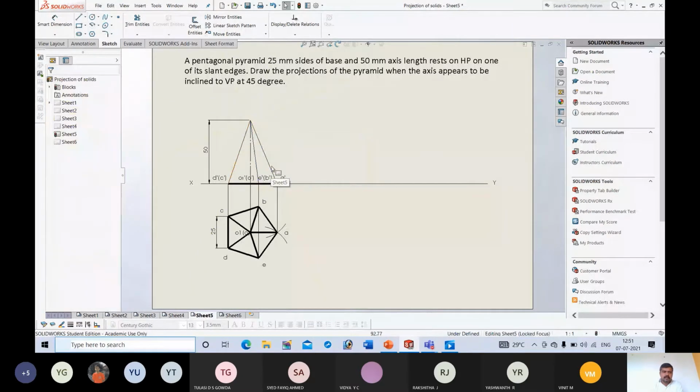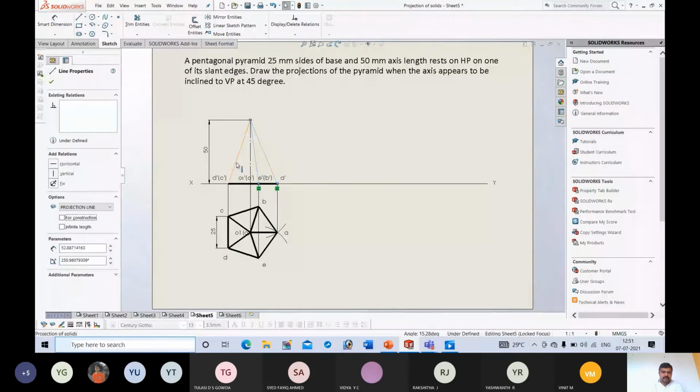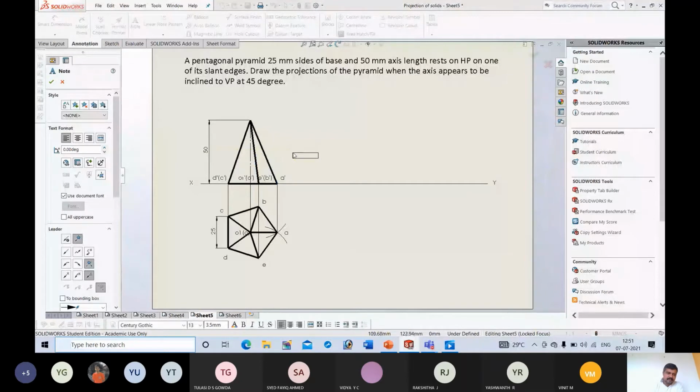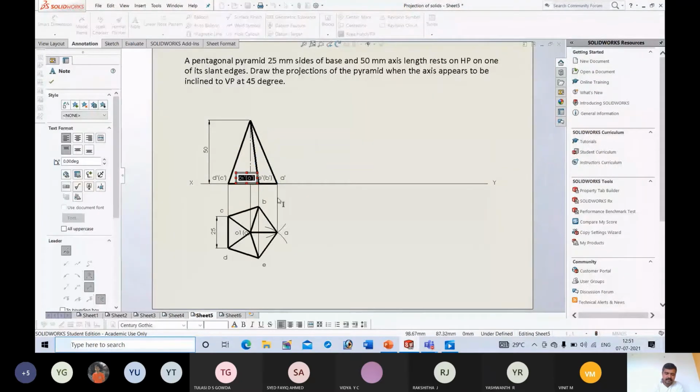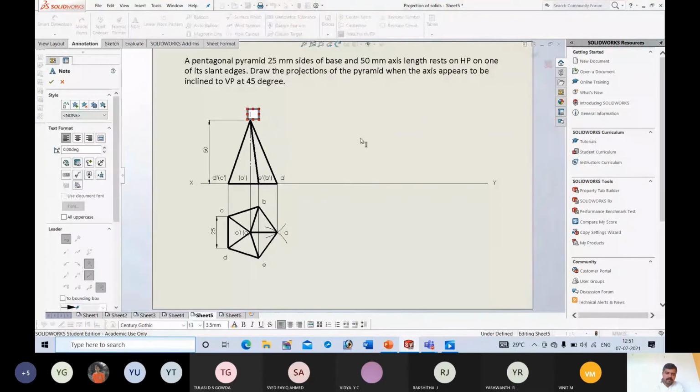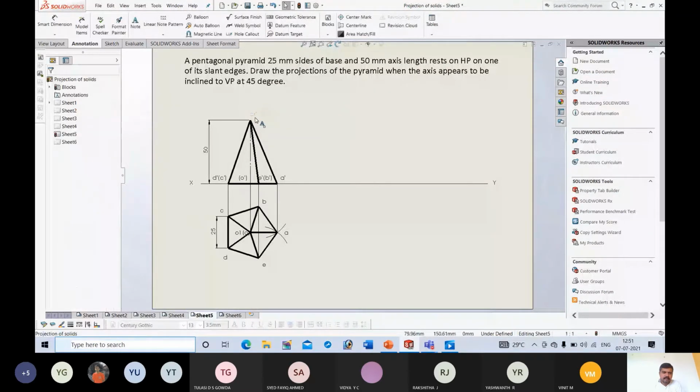Okay, then I will name the apex. Sorry, so here in the front view, since it is the base edge, only O dash inside the bracket. So the apex in the front view will be at the top. So this will be O1 dash. After this, next we should try to satisfy the given condition.